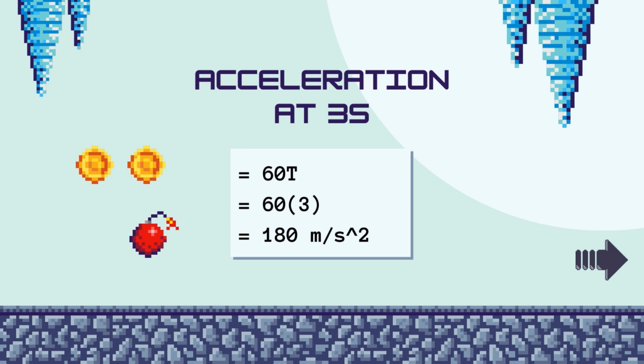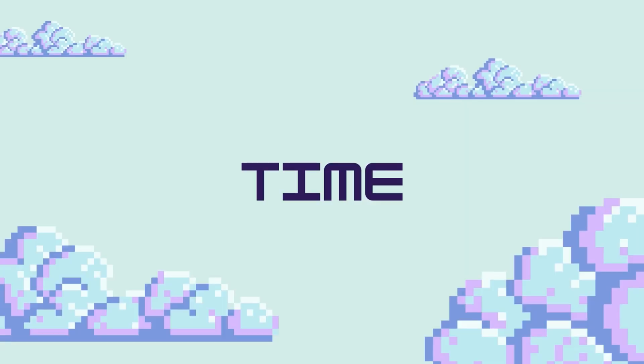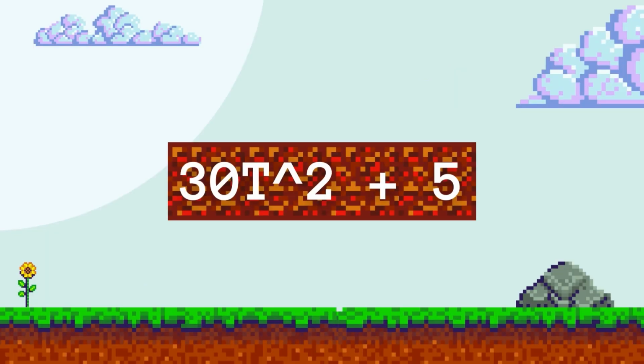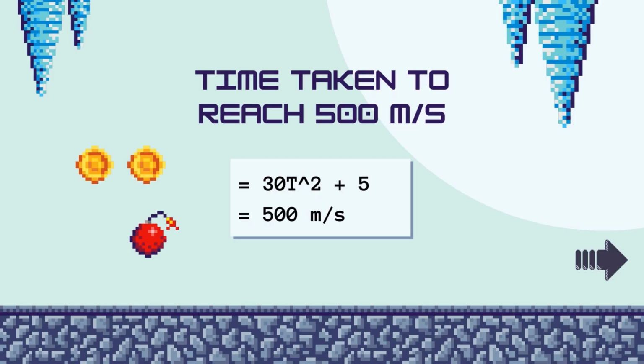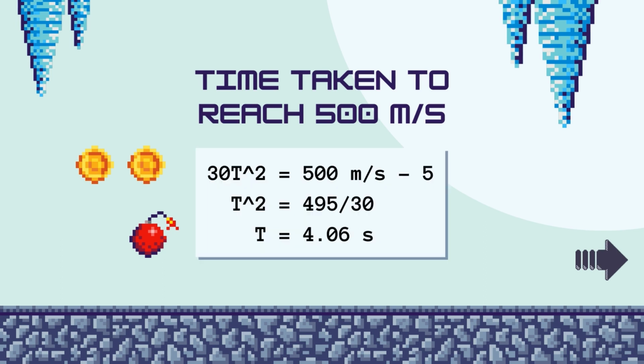For the last question, it still talks about velocity, but instead of asking us to find the value of the velocity, it asks us for the time. You know that velocity is given by this equation. So to find the time taken to reach 500 meters per second, we just make this equation equal to 500 meters per second. Move things around and we should get 4.06 seconds. It's quite simple, isn't it?